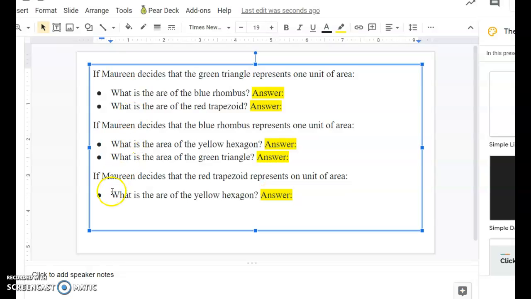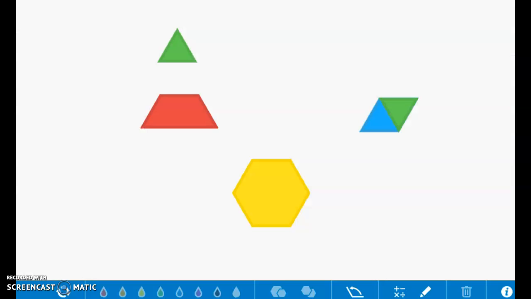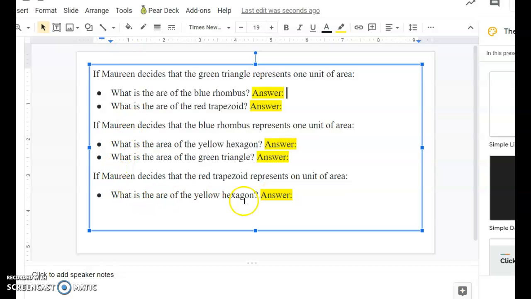And then lastly, if Maureen decides that the red trapezoid represents 1 unit of area. So now this is our unit of area. What is the area of the yellow hexagon then? And you'll put your answer right next to answer.